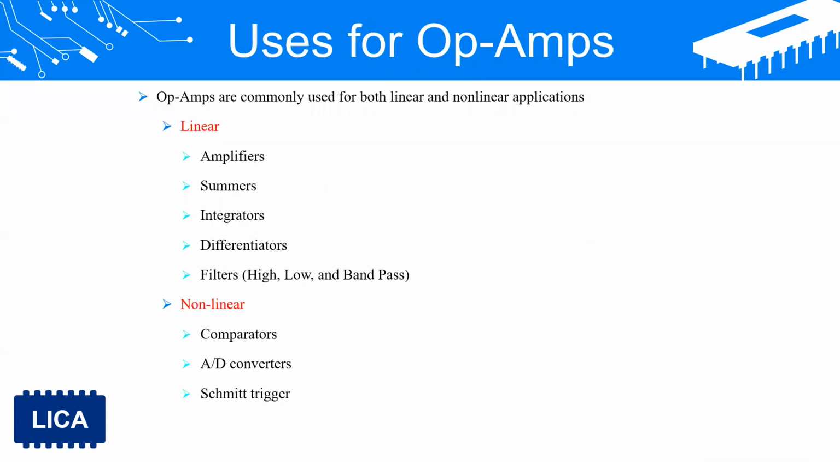Next, we will see about the uses of op-amps. Op-amps are commonly used for both linear and non-linear applications. For linear applications, it can perform amplification. It can be used as summers, integrators, differentiators, and filters. As non-linear applications, it can be used as comparators, analog to digital converters, and Schmitt triggers.